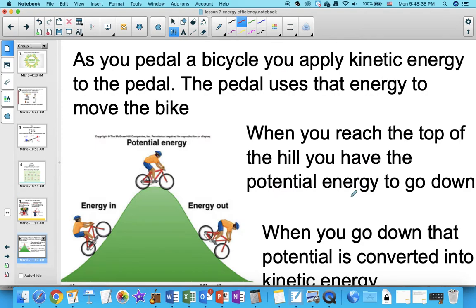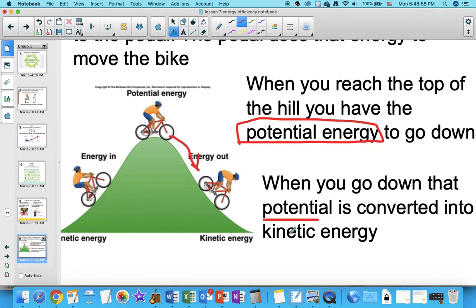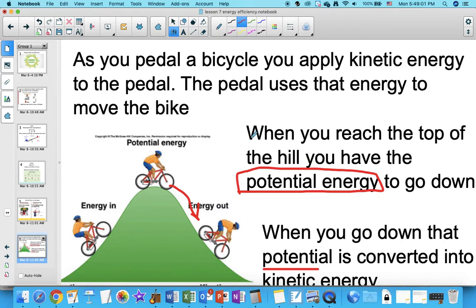Another example is, as you pedal a bicycle, you apply kinetic energy to the pedal. You're moving it. The pedal uses that energy to move the bike through its sprockets. When you reach the top of the hill, let's say you stop. Well, you now have potential energy. You now have the potential to move down. And when you go down, that potential energy is then converted to kinetic energy. Potential is the maybe. This is how much energy you could have, but you're not using it yet because you're at the top of the hill. You're not going down yet. Once you start going down, that's your potential energy turning into your kinetic energy.